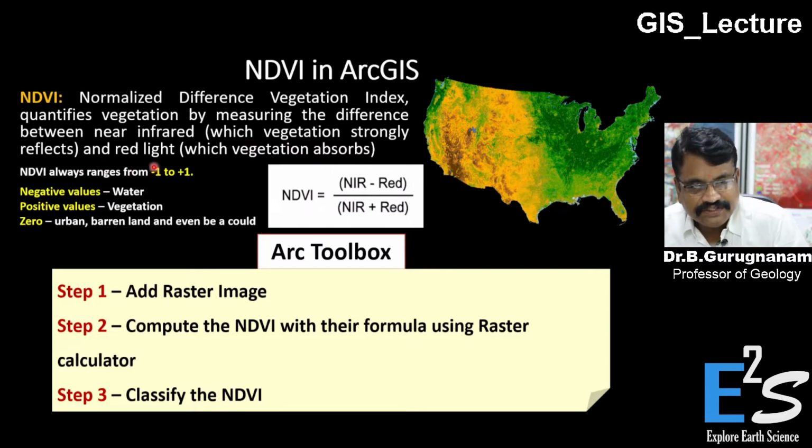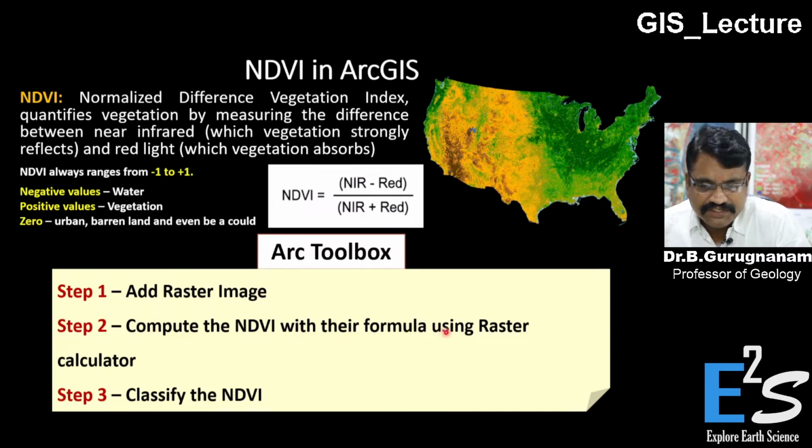NDVI always ranges between -1 and +1. The negative values are water body absorption. The positive values are vegetation. If we get a zero value, that is urban or barren land and other lands. The formula is NIR minus R divided by NIR plus R. This is the formula for the NDVI.